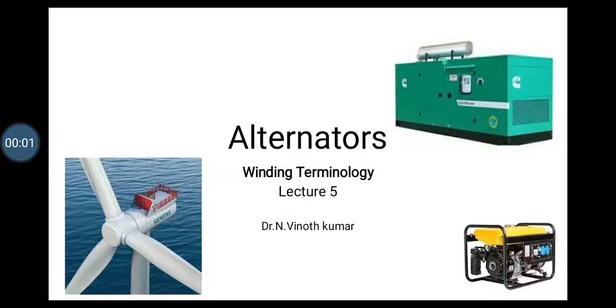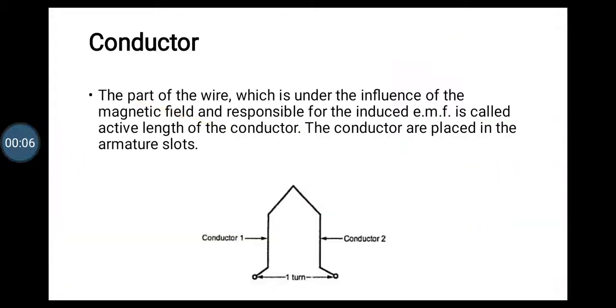In this video, we are going to see about winding terminology. The first one we call a conductor. A conductor is nothing but an active length of a part of wire which is under the influence of a magnetic field, and it is responsible for the induced EMF in an alternator. These conductors are placed in the armature slots. You can see here conductor 1 and conductor 2, that is the active length of a wire.